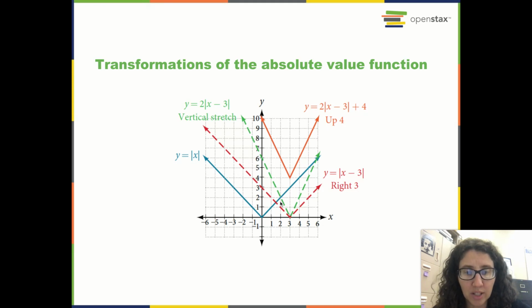And let's just notice, if we did a vertical stretch by 2, now when the y value is 2, the distance between the two parts of the V is 2. Do you remember in the last slide, in our standard function, the blue one, that distance is 4? Right? And now that distance is 2. So by vertically stretching it by 2, that distance has been halved. Okay?